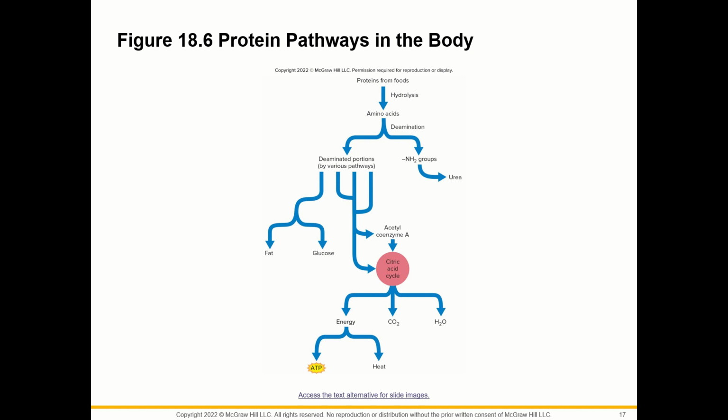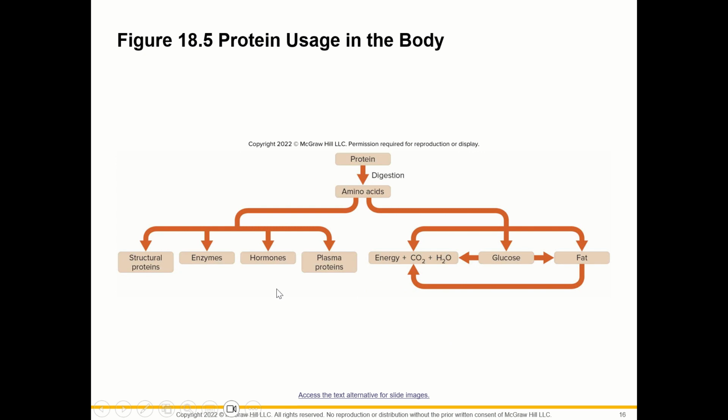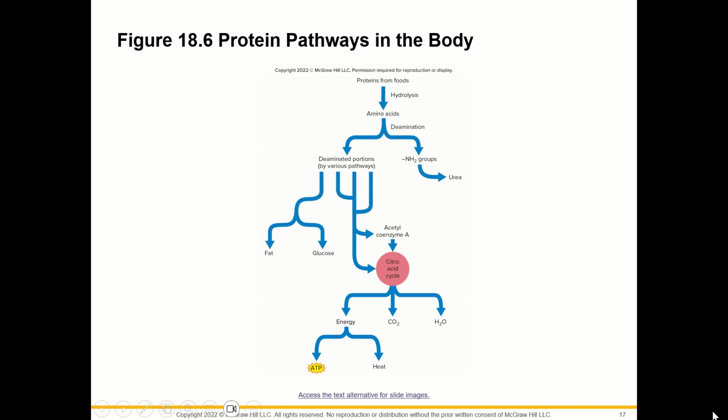And so here we see that there are also deaminated portions that can be converted into fat or glucose, or with acetyl coenzyme A again, go into the citric acid cycle to make energy. But we want to focus on structural proteins, enzymes, hormones, and plasma proteins being the goal of our amino acid digestion.